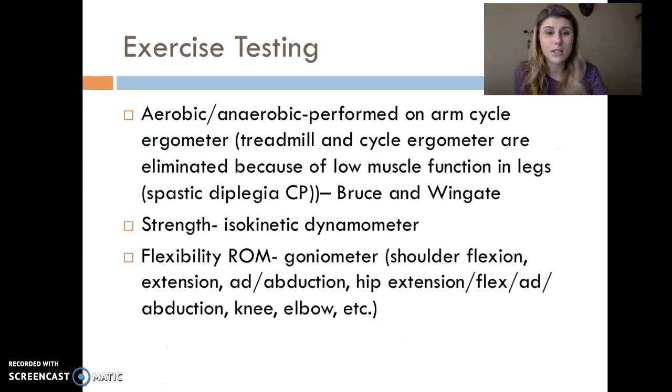So some exercise tests, I would say that all the aerobic and anaerobic exercise tests should be performed on the arm cycle ergometer, not the treadmill or the bike because of the low muscle function in his legs. Strength, I would say isokinetic dynamometer. I would also say maybe a 1RM bench press, something like that.